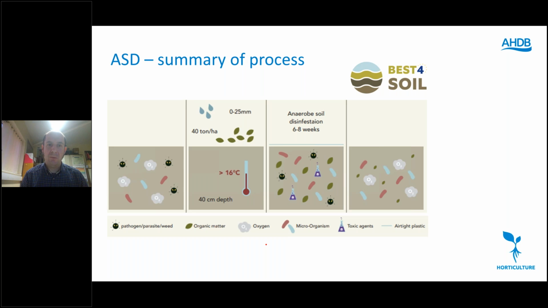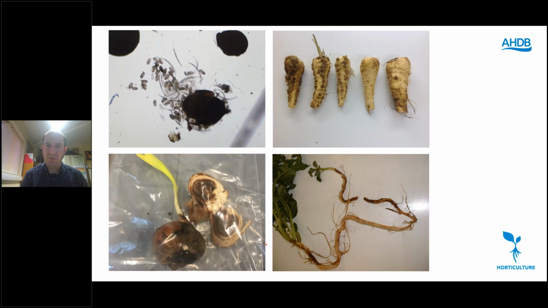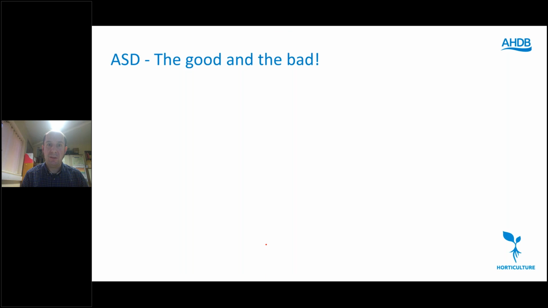And the idea is that we're trying to encourage anaerobic microbes that you can see in this slide, so different types of bacteria that suppress our pathogens. And these are all the sort of different things that we can do. Nematode problems, various fungal pathogens. And if you look at the Best for Soil website, you'll see loads of different things that you can do.